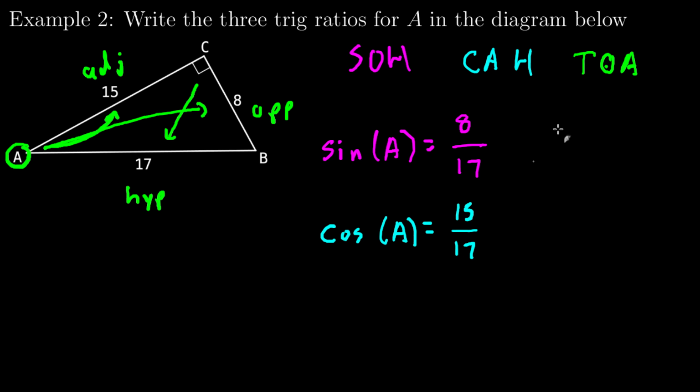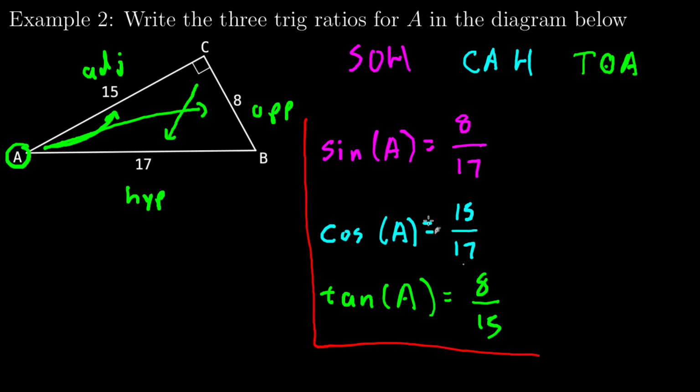And then TOA, T for tangent. Sorry, wrong color. There we go. T for tangent of angle A is opposite, so 8, over adjacent, so over 15. And right here, these are the three trig ratios we've learned.